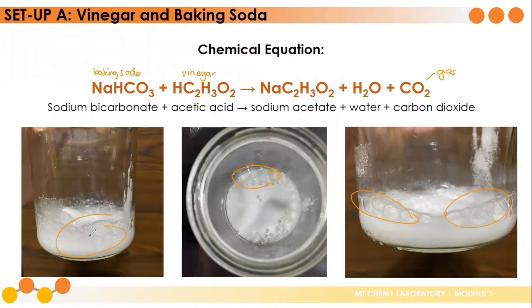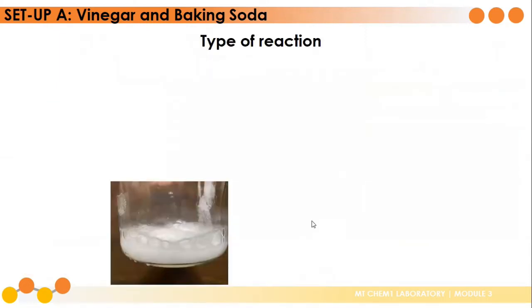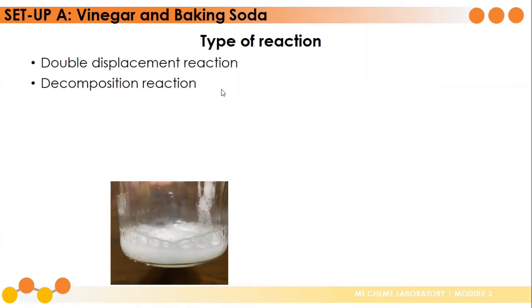As you can see in these given pictures, the bubbles can be seen much clearer, indicating that there is a production of gas. Let's now proceed with the chemical reaction that occurred in this setup. For this setup, we have two types of reactions, which is the double displacement reaction and the decomposition reaction.